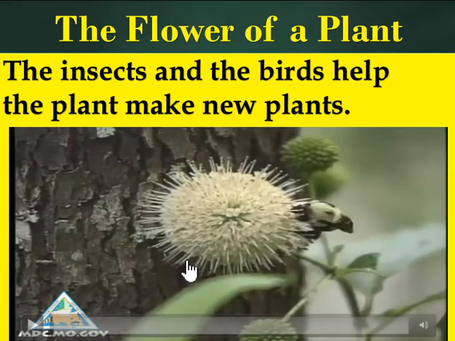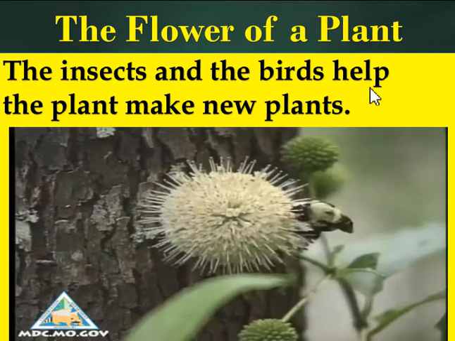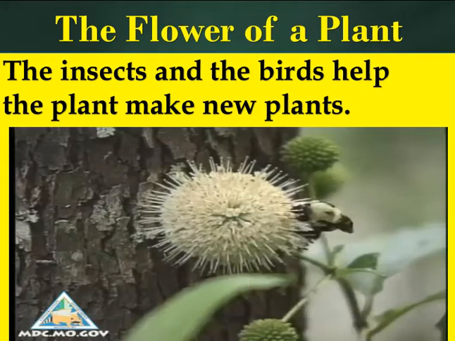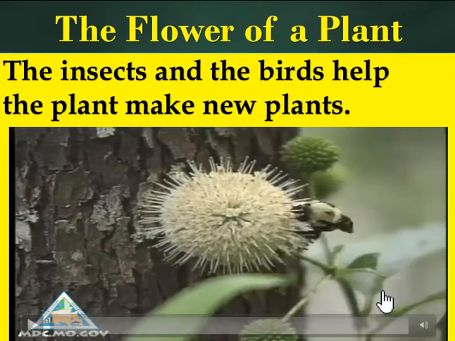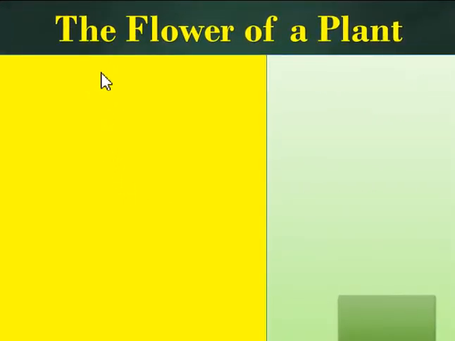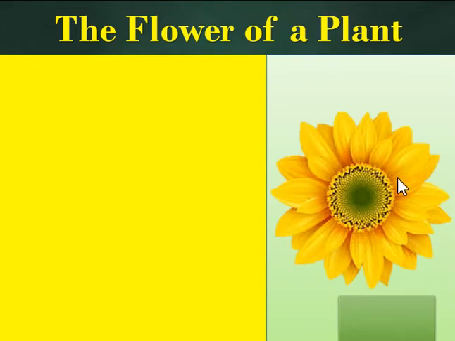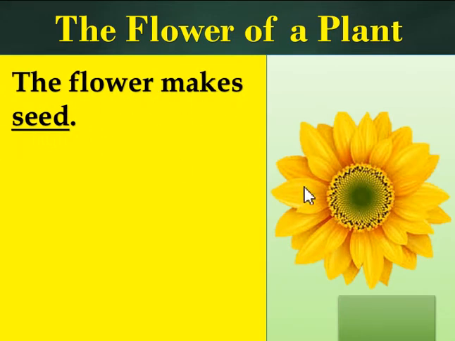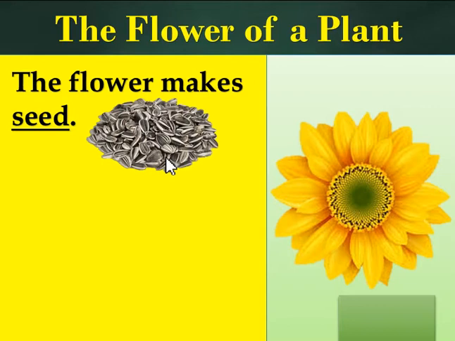Okay. Again, the insects and the birds help the plant make new plants by transferring the seeds from one place to another. And also, this one is the flower, right? So, the flower makes seeds. In the circle here, in the center, this is called the seeds.